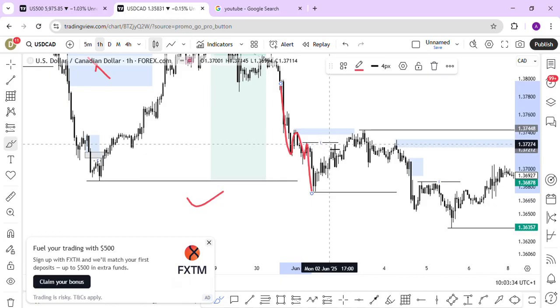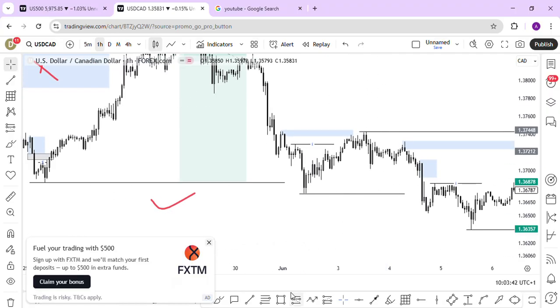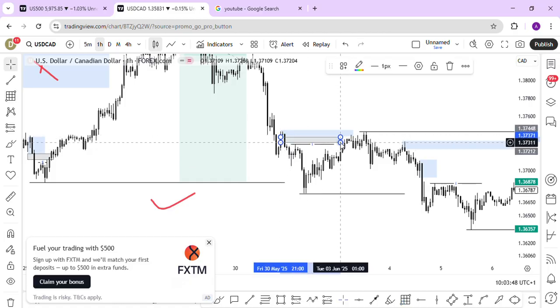So this is our inducement, and this other block here is our POI. Why? Because we have a fair value gap in between. So if you see a fair value gap, this makes this POI valid.